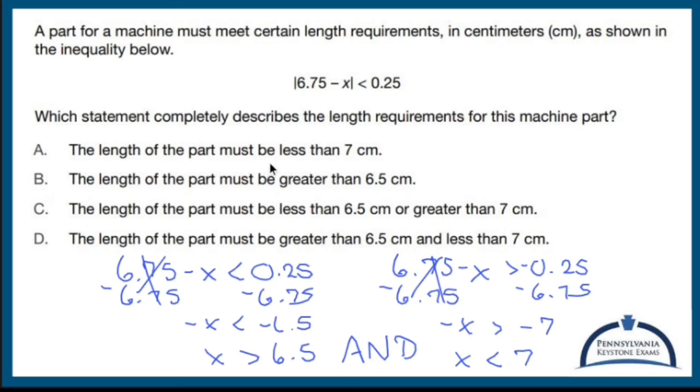Okay, so the length of the part must be less than 7. Well, that's half true. Doesn't say anything about it having to be bigger than 6.5. The length of the part must be greater than 6.5. Well, that's half true. It doesn't say anything about being less than 7. The length of the part must be less than 6.5 or greater than 7. Well, that doesn't make a whole lot of sense because that includes negatives, and I could have a part that's like 1 billion centimeters long. That doesn't make sense. I don't like that. The length of the part must be greater than 6.5 and less than 7, and that's my guy. The answer is D. Ooh, I like it.